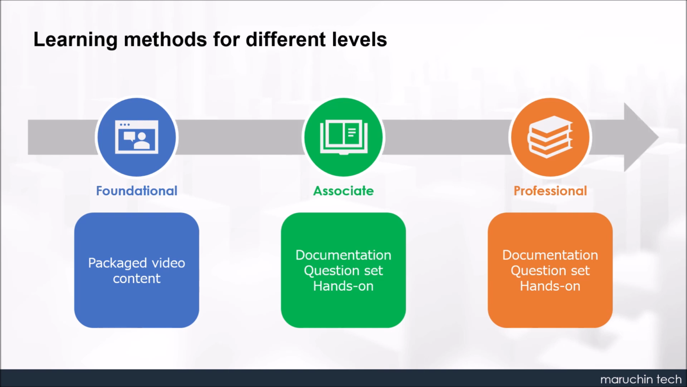In this section, we will explain the learning methods for different certification levels. AWS offers certification exams at three levels: foundational, associate, and professional. The foundational level is designed for beginners just starting to learn AWS. The associate level is for those with about 1 year of practical experience, and the professional level is for those with 2 or more years of experience.